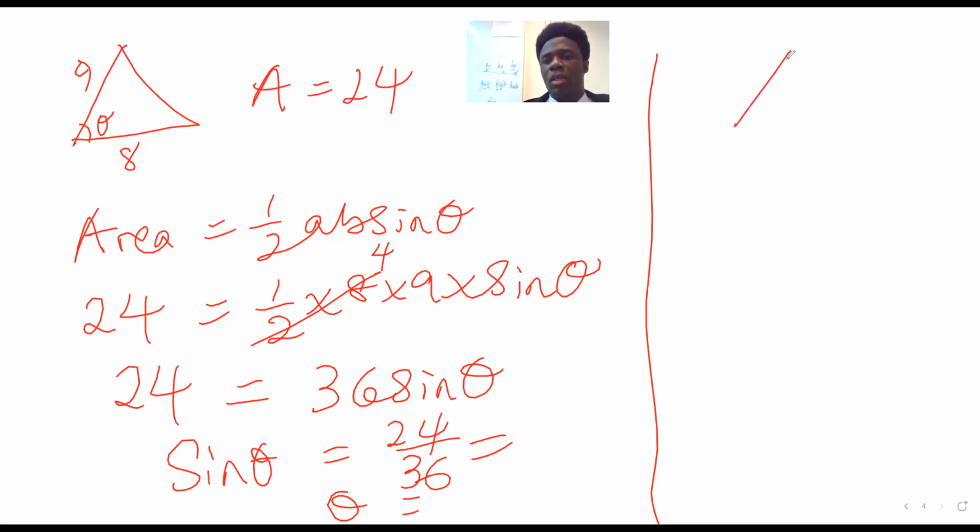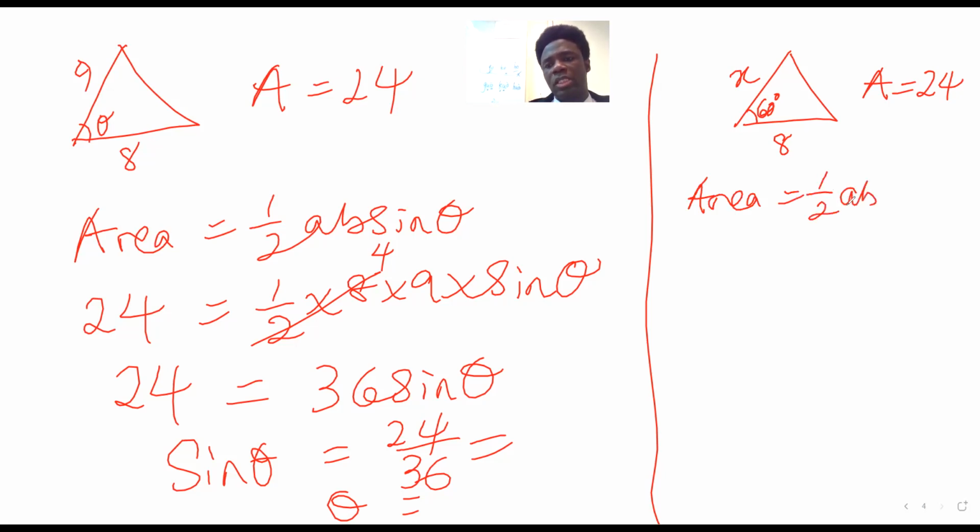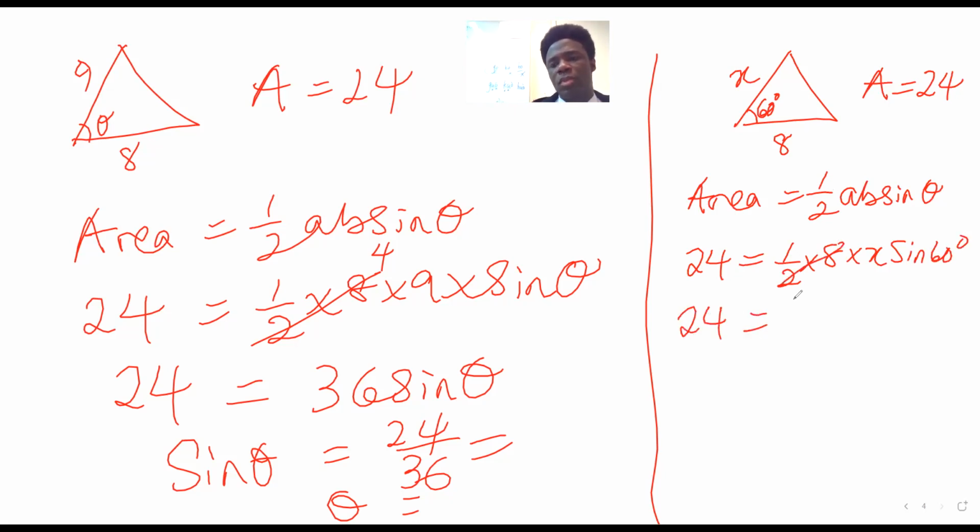Now, look at this situation. Maybe the area is given as 24 again. Maybe theta is 30 degrees. Maybe this is, no, let's change it to 60 degrees. Maybe this is still 8, but this is unknown. Again, I expect to see area is equal to half ab sine theta. So this is 24 equals half times 8 times x sine 60 degrees. This is going to be 24 equals 4x sine 60.